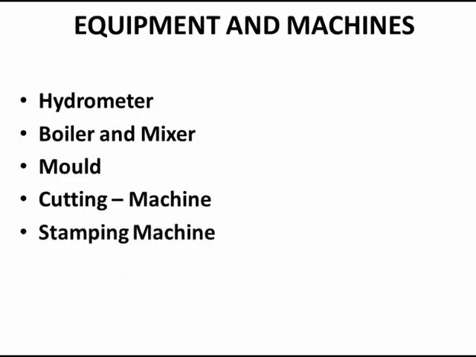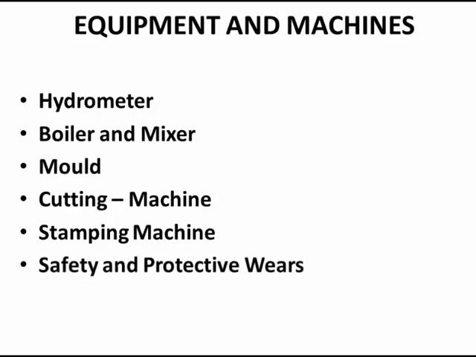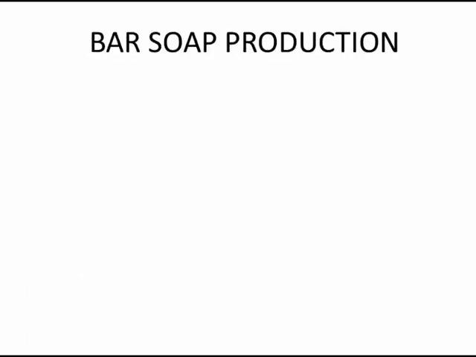Then we have the stamping machine. The stamping machine is used to put your name or your trademark on your soap. Then you have the safety and protective wears. These are the nose mask and the gloves for your hands, to protect you from any contact with soap chemicals that might harm your body.